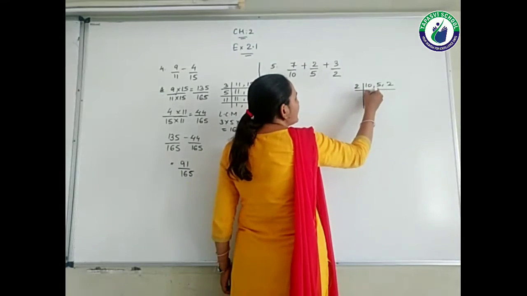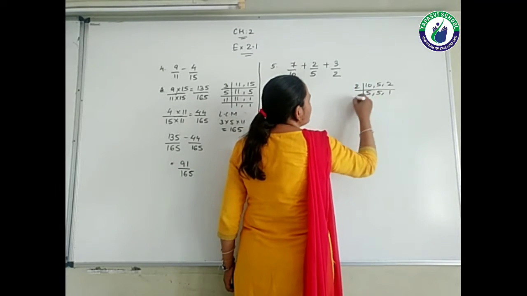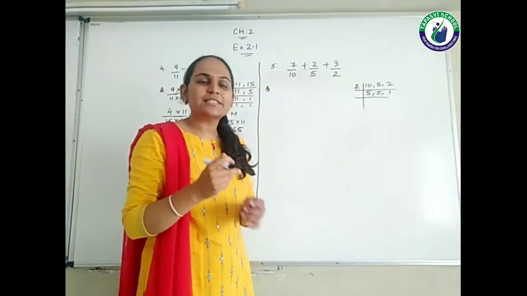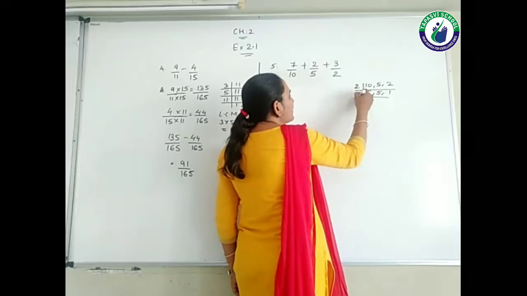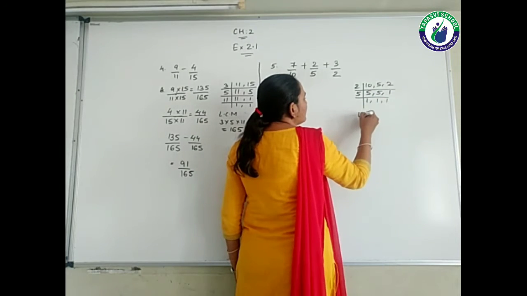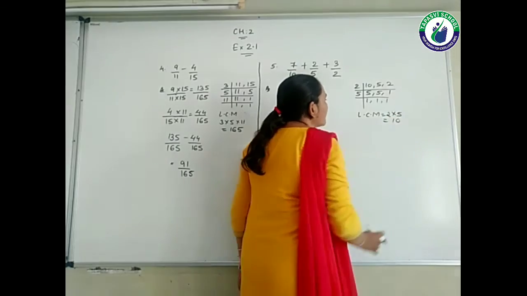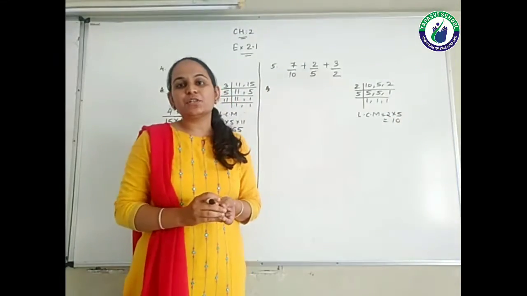2 5s are 10, 2 5s are 10 and 2 1s are 2. So this is not divisible, so I am writing it as it is. Jo divide nahi hota usko hum as it is likhte hain. So now I am going to write the 5. So LCM is equal to 2 into 5, that is 10. Is it clear, students? So the LCM is 10.